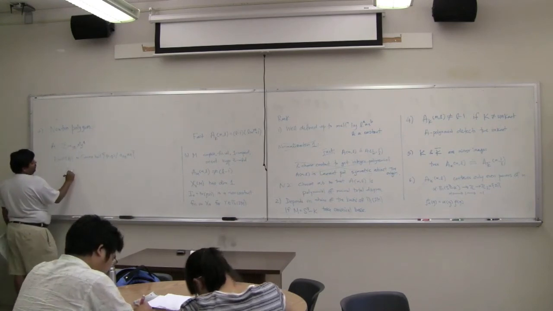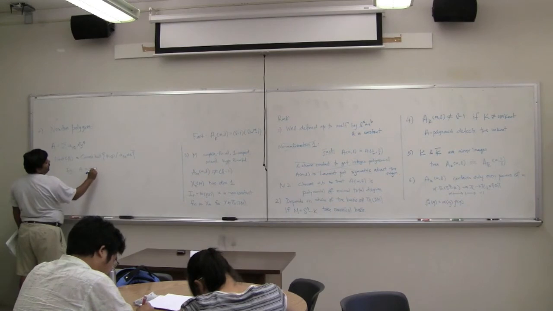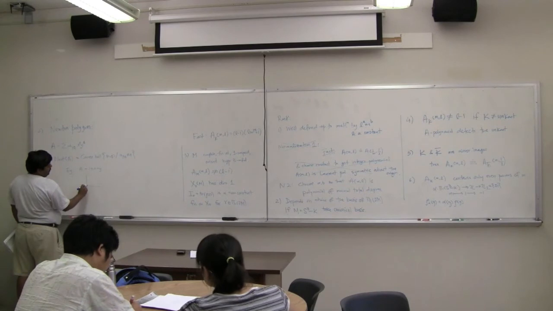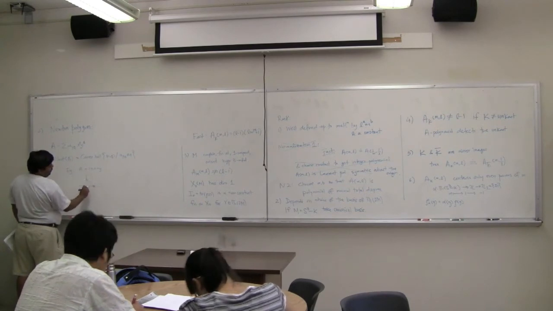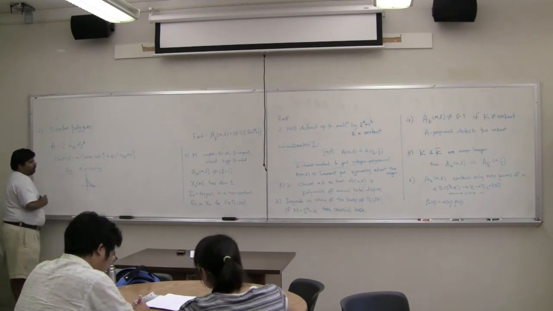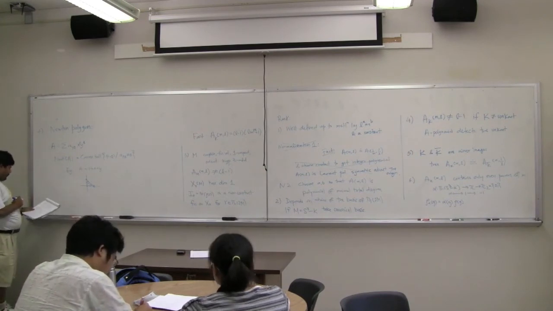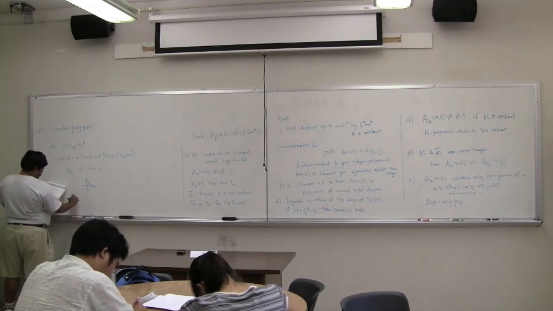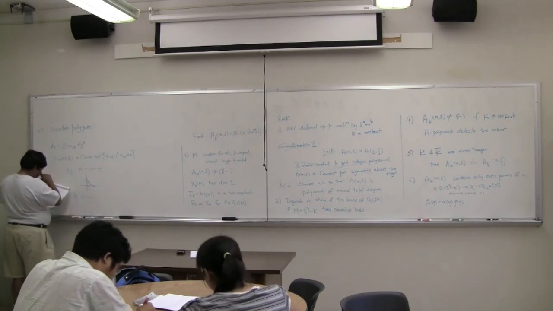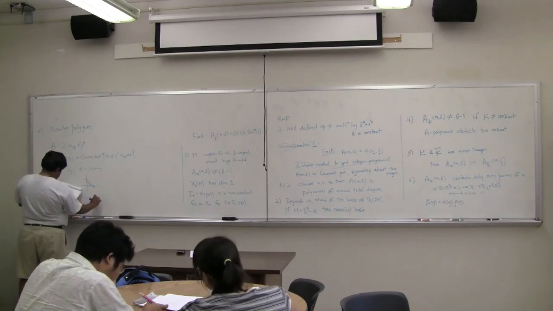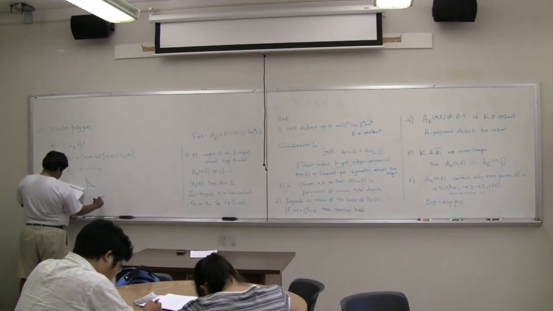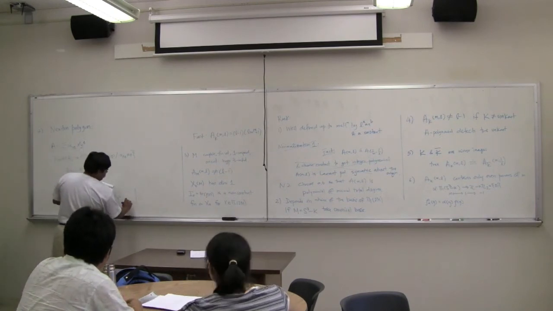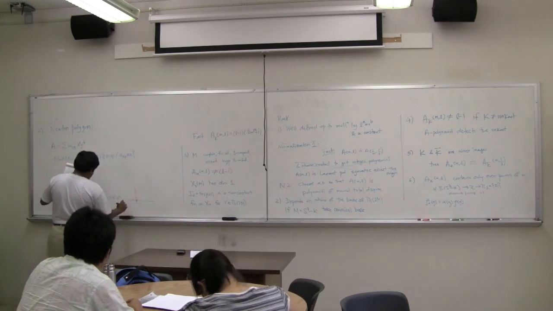So for example, if your polynomial is say 1 plus x plus y, then your Newton polygon is just this kind. Or say if you have your polynomial, the Newton polygon looks like this.